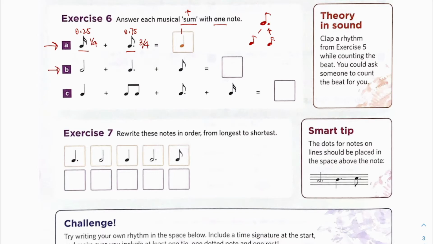Question B, we have a minim, which is worth 2 counts, plus a dotted crotchet. A crotchet is 1, and the dot is 0.5. So a dotted crotchet is 1.5 count, plus a quaver. Quaver is 0.5. So altogether, we have 2 plus 1.5 plus 0.5 equals 4. And we can use a semibreve to represent the answer.